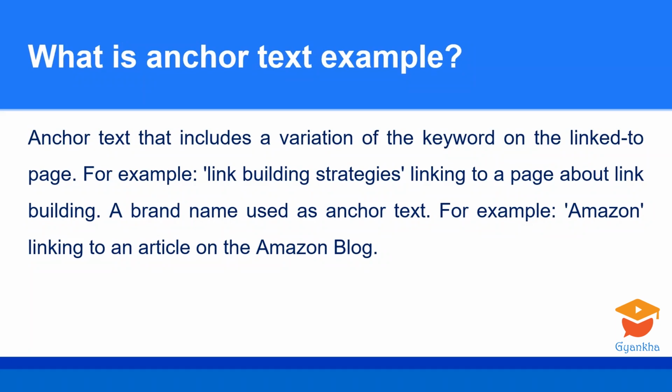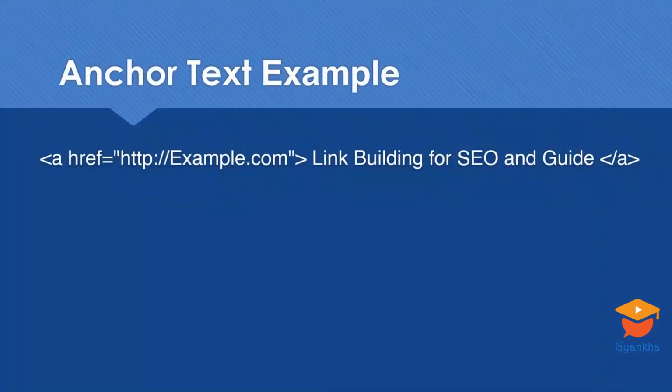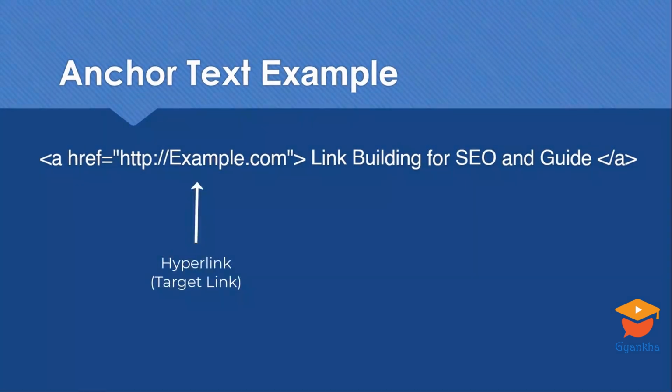Let's take a look at an example. Okay. So you can see we have just a basic text link on the page here. And now let's break it down by the different elements. In the first part, where we have http://example.com, that's the hyperlink. That's the URL. That's the location that the user is going to go to when they click on the link.